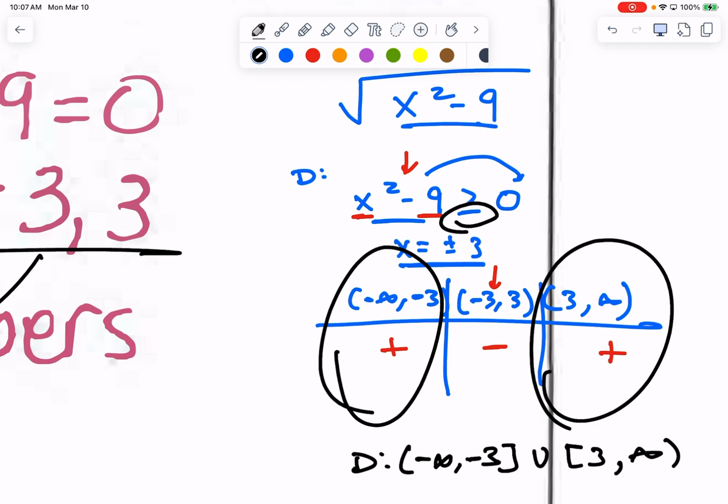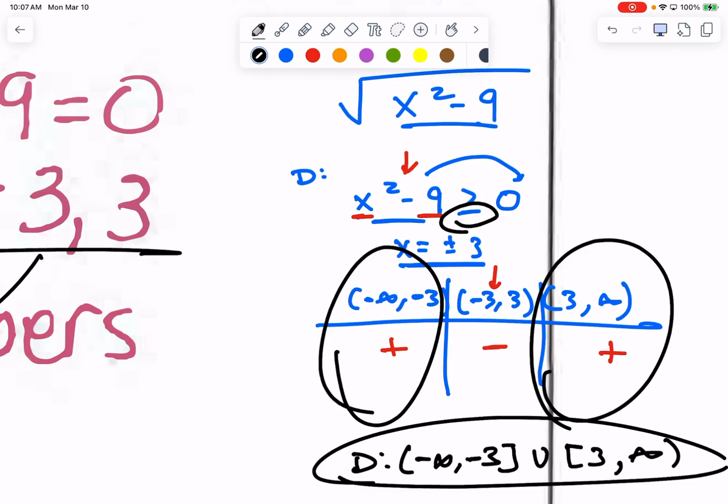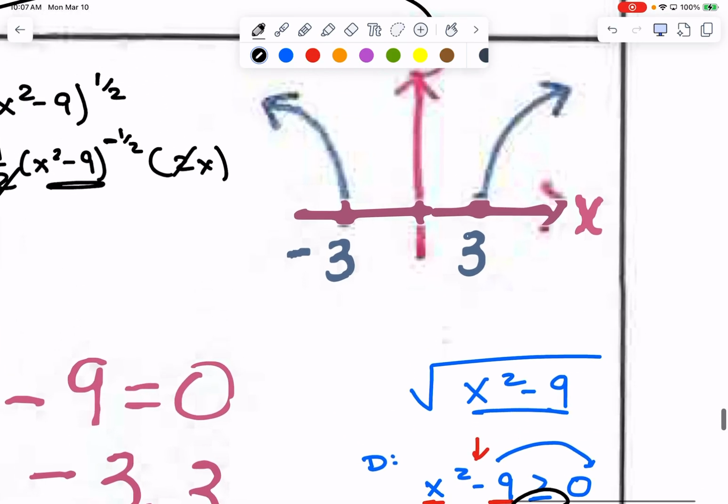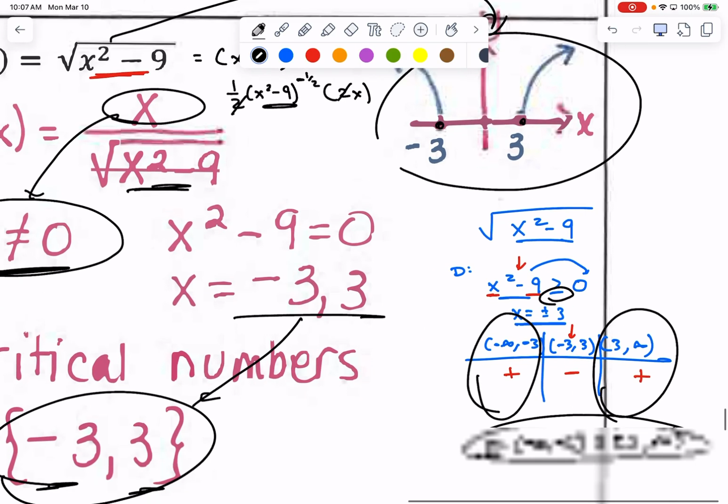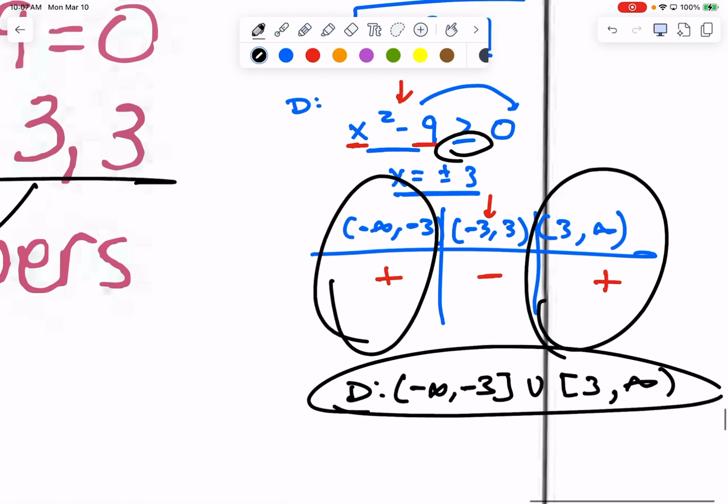Do you agree with that for the domain? This is the domain. Now what Jean did, she cheated. She just graphed the function with her calculator and saw the domain was going to be negative infinity to negative 3 included, 3 to infinity included. Yeah, Jean, she used a calculator. They're not going to let you use a calculator to do domain on the AP exam. That's one of the things they want you to know how to do by hand. So this is the domain.